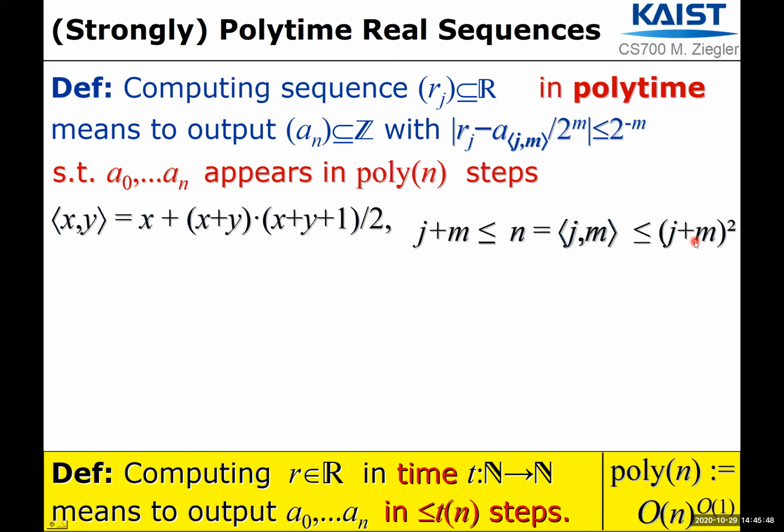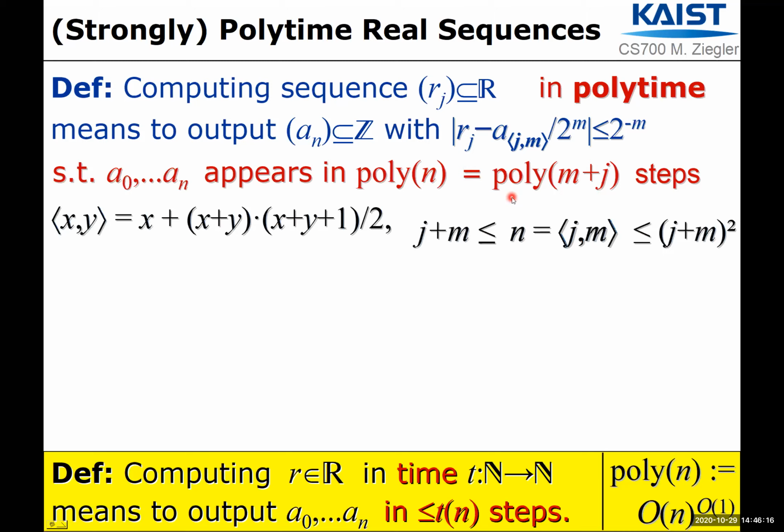It's at most polynomial, so we can reformulate this and say that computing a sequence requires outputting approximations to any desired entry with index j, up to error 2 to the minus m, within a running time which is polynomial in the sum m plus j. And this is a reformulation that maybe appeals better to your intuition.